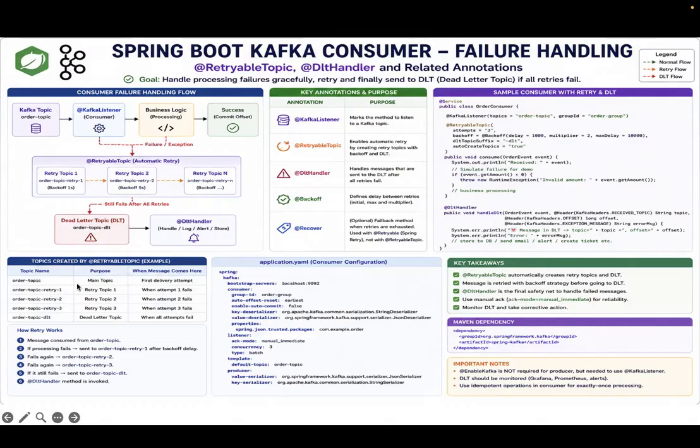For example, here you see the order topic, first delivery attempt, then order retry 1, retry 2, retry 3. Then the topic name will change to order topic DLT, dead letter topic, when all attempts fail. This is the same YAML configuration which we have seen already. So that is the concept here.